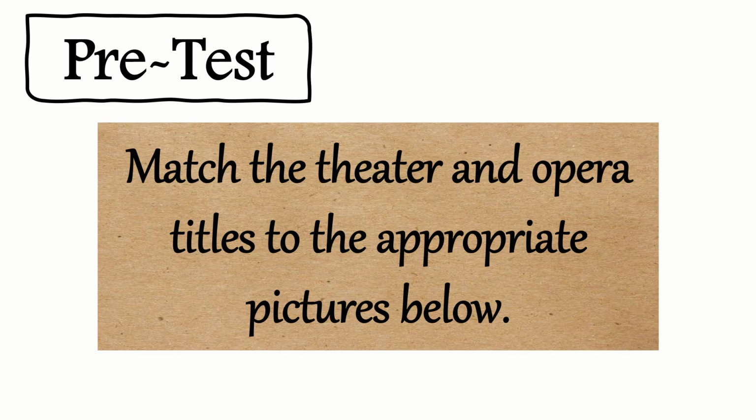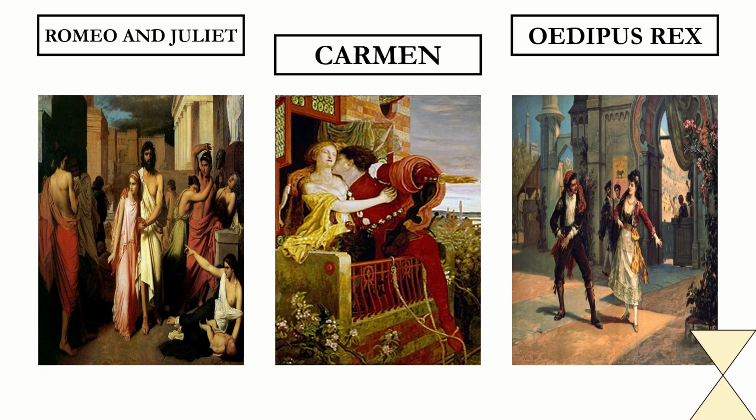Let's start this lesson with the pretest. Match the theater and opera titles to the appropriate pictures below. You have 5 seconds to think of the correct answer. Let's start.